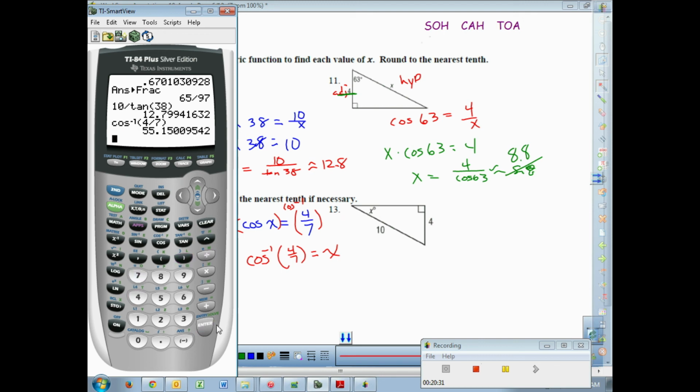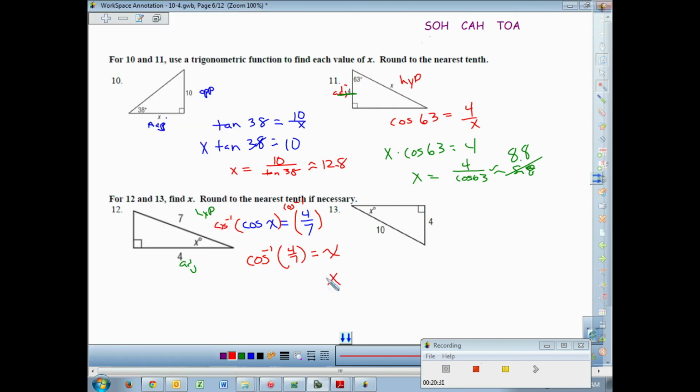And how do they want you to round that? So x is about 55.2. Label it, since that's an angle measure, it is in degrees. When you don't know the angle measure, that's the only time you use the inverse. Do that on 13 for me. You do not know the angle measure, you should be using an inverse.